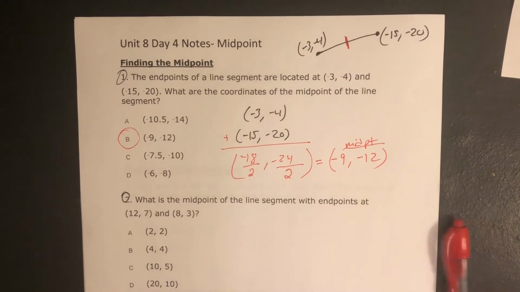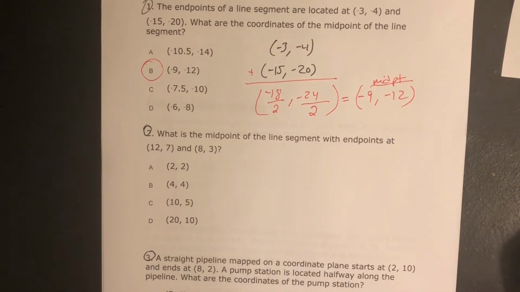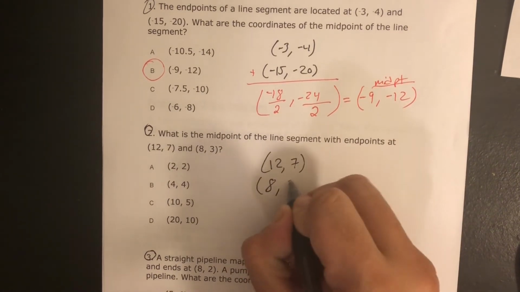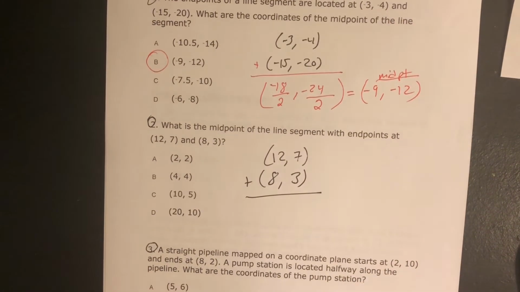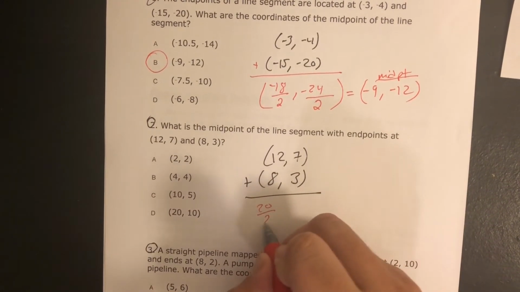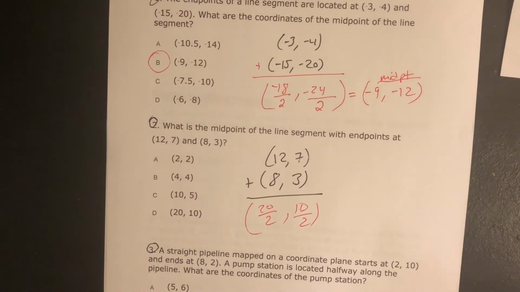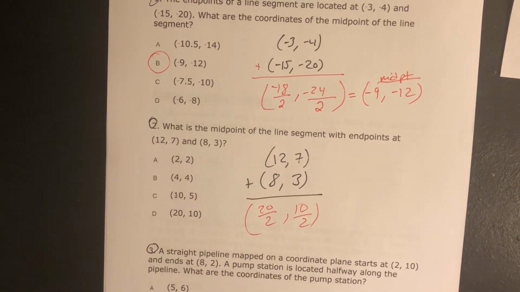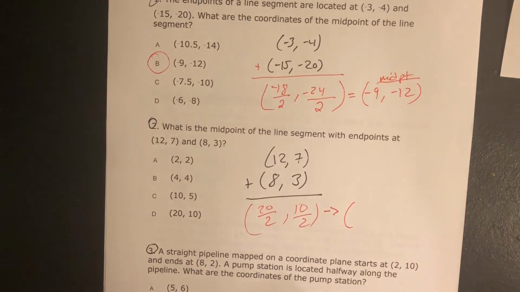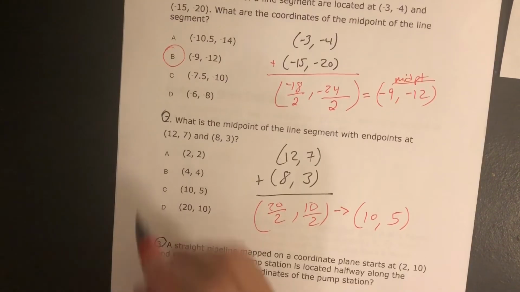Okay? Let's move on to number 2. What is the midpoint of the line segment with endpoints at that? So let's add them together. And then divide by 2, okay? 12 plus 8 is 20 divided by 2. 7 plus 3 is 10 divided by 2. Okay, and remember, we're dealing with ordered pairs, okay? So 20 divided by 2 gives you 10. And 10 divided by 2 gives you 5. So your answer is C.